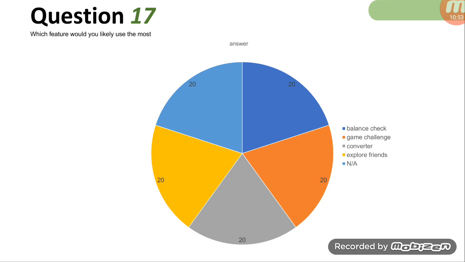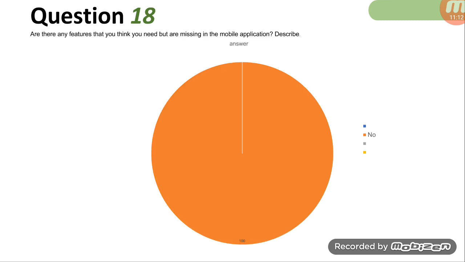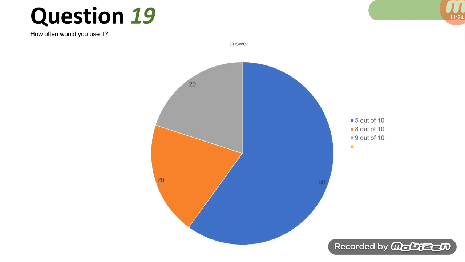20% answered balance check, 20% game challenge, 20% converter, and 20% exploring friends, and 20% did not answer. Next, are there any features that you think you need but are missing in the mobile application? 100% answered no. Next, how often would you use it?